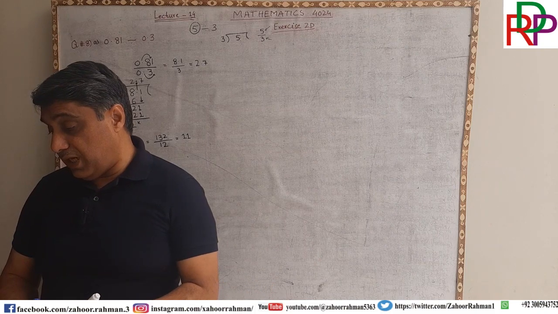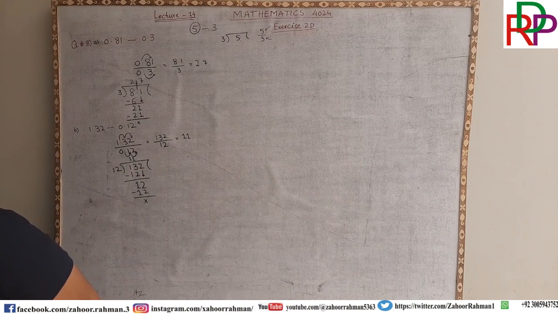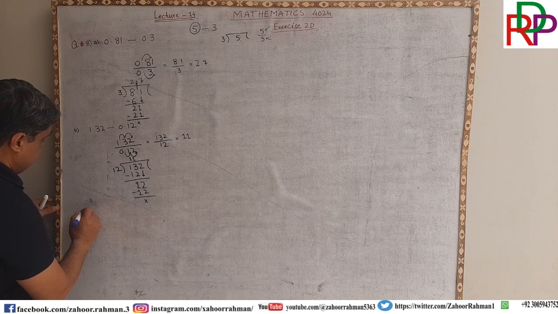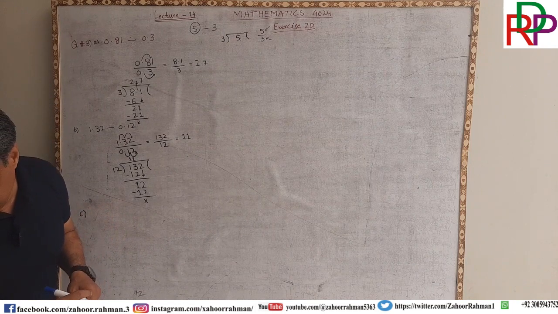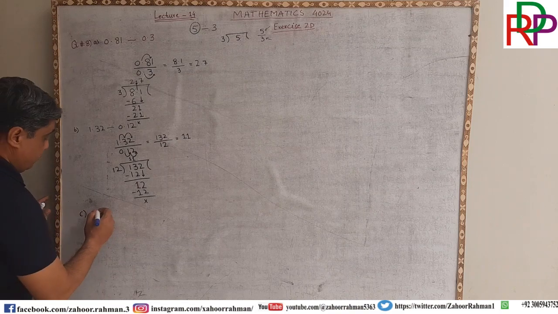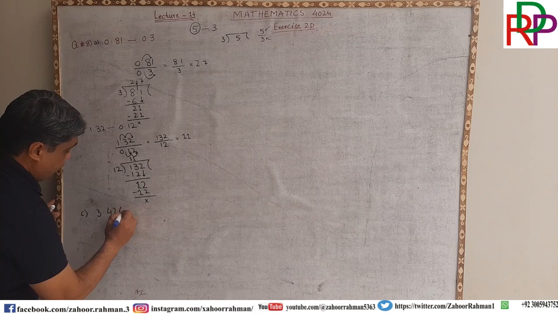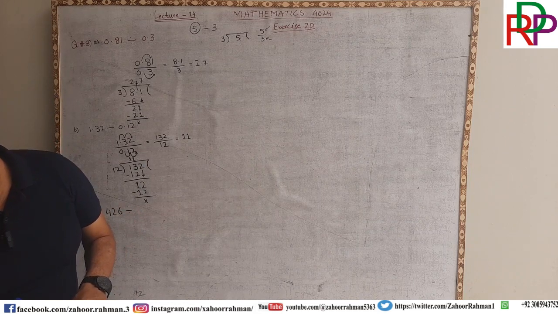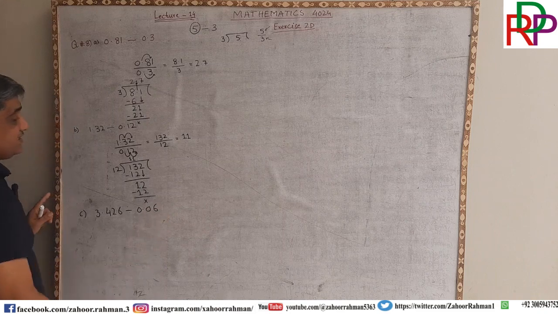Now we are going to solve question number 8 part C, which is saying 3.426 divided by 0.06.